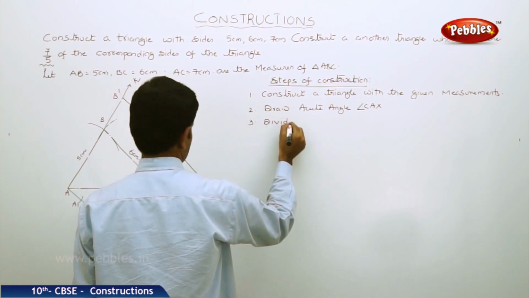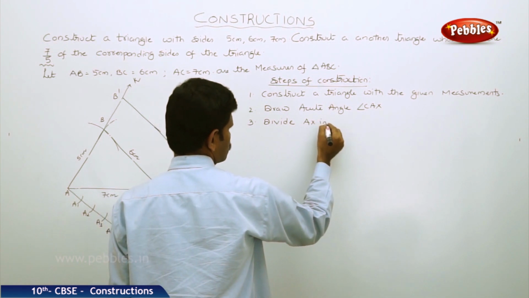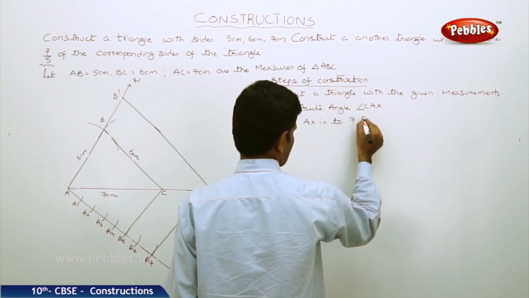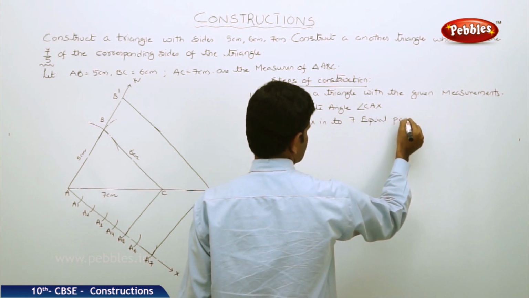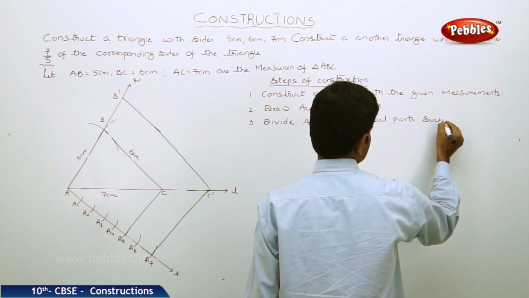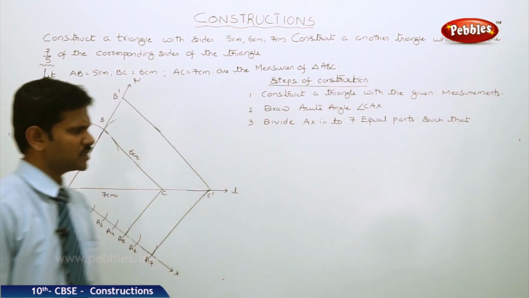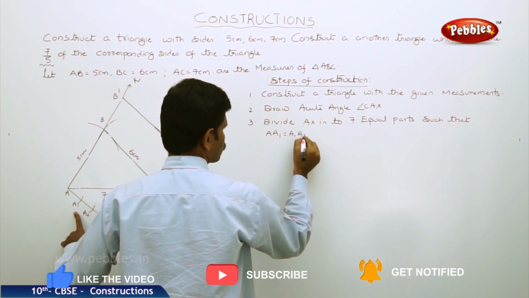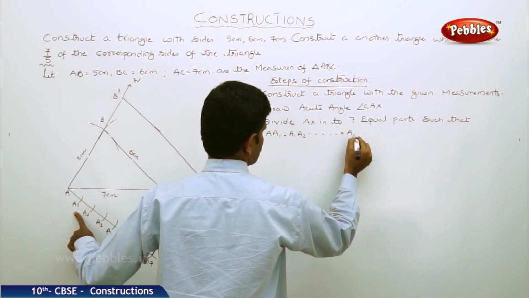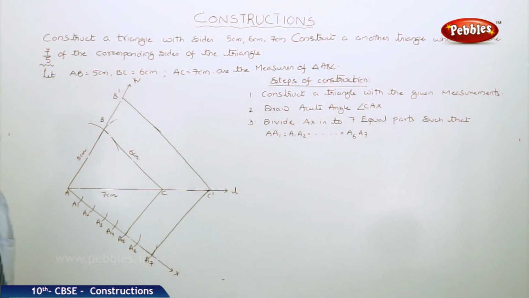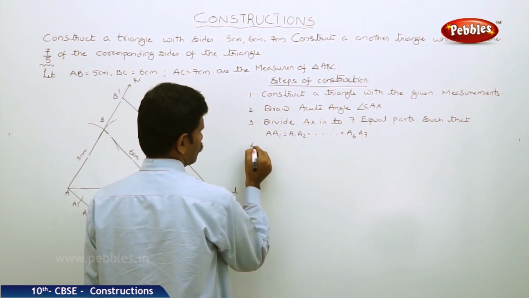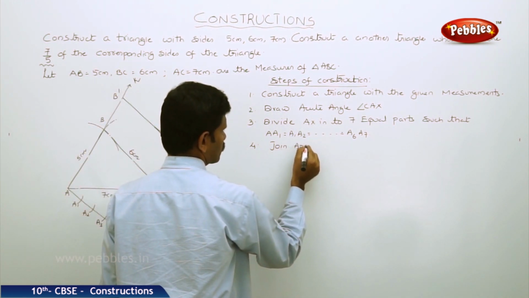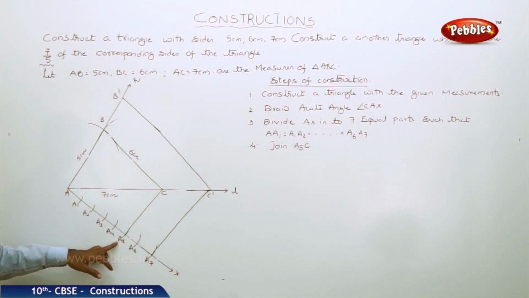Divide AX into 7 equal parts such that AA1 is equal to A1A2 equal to and so on equal to A6A7. Now, fourth point, join A5C.